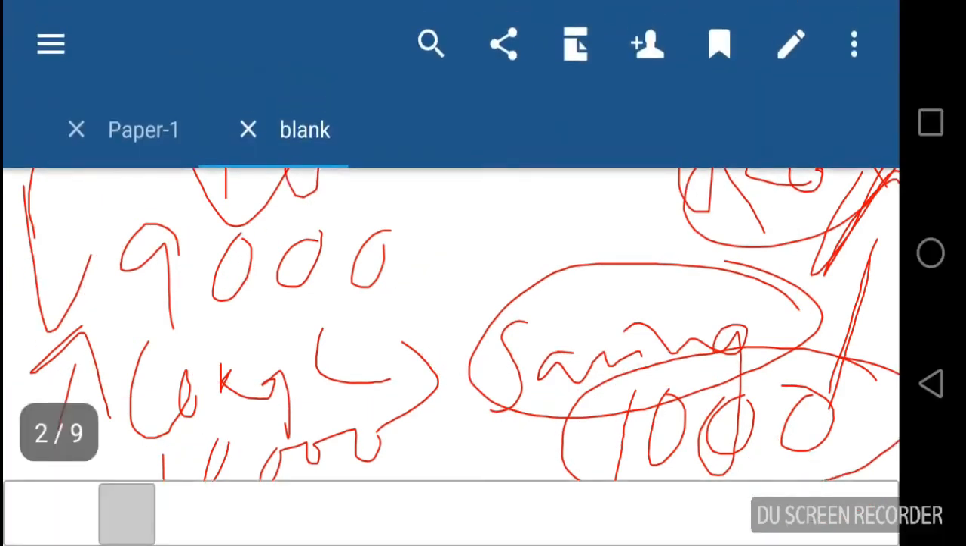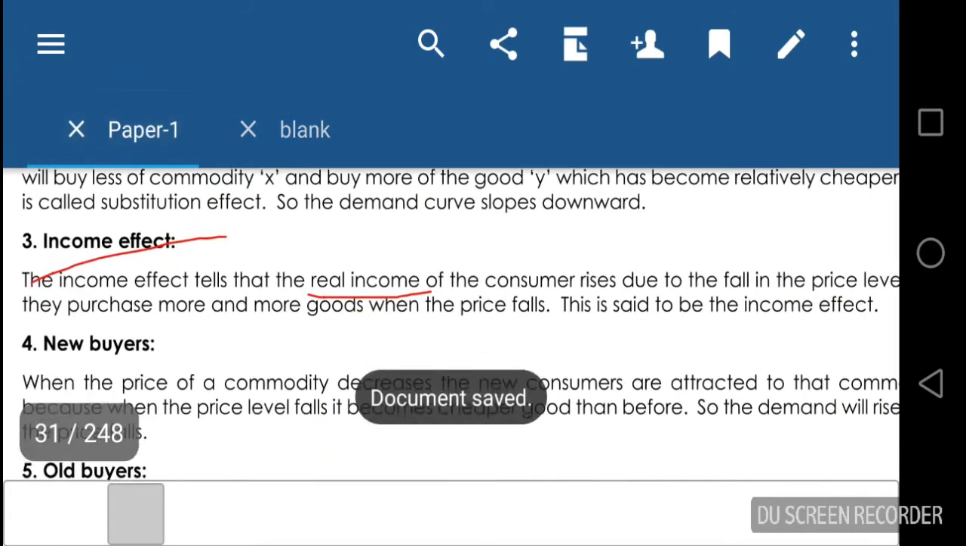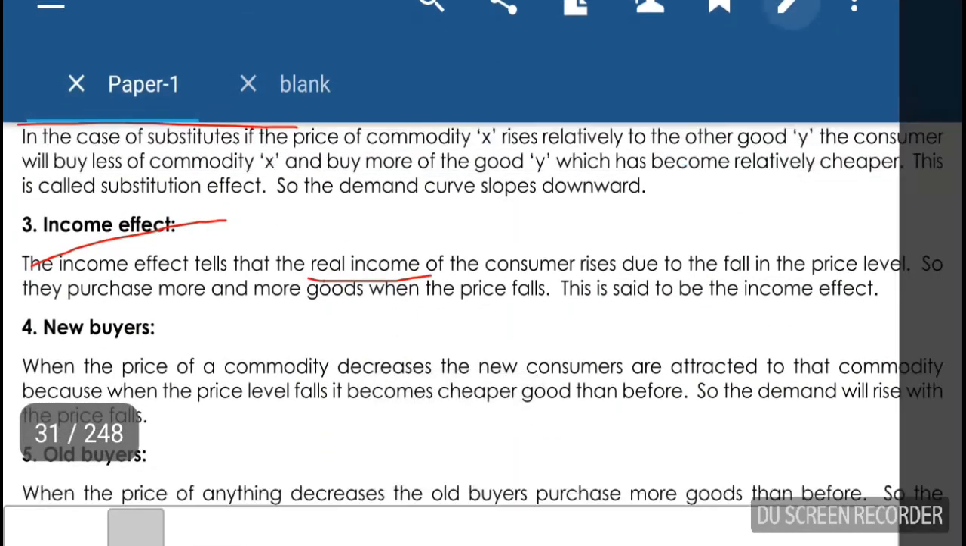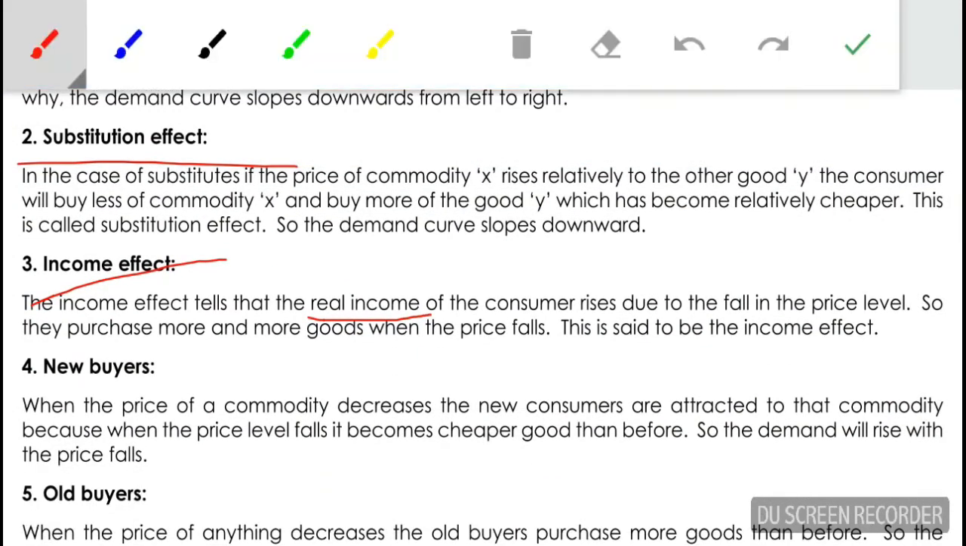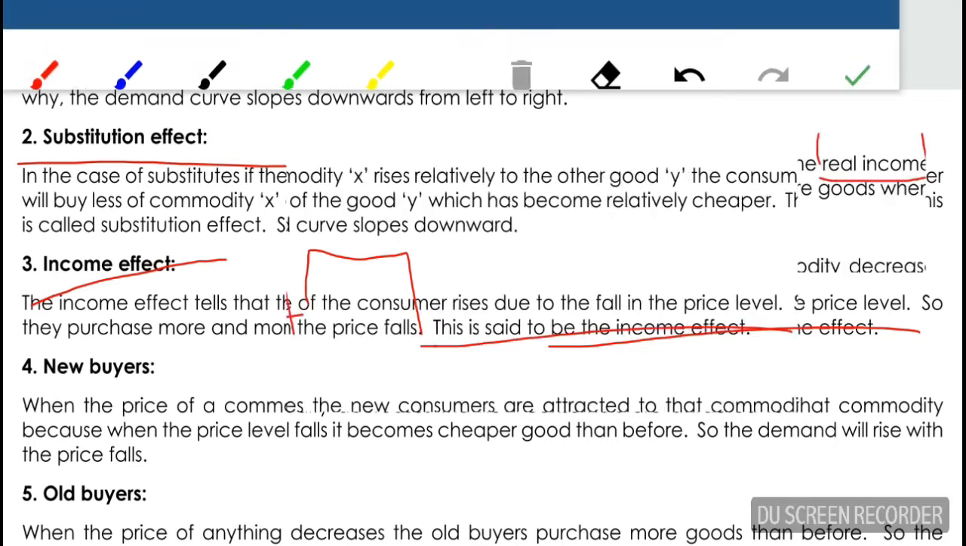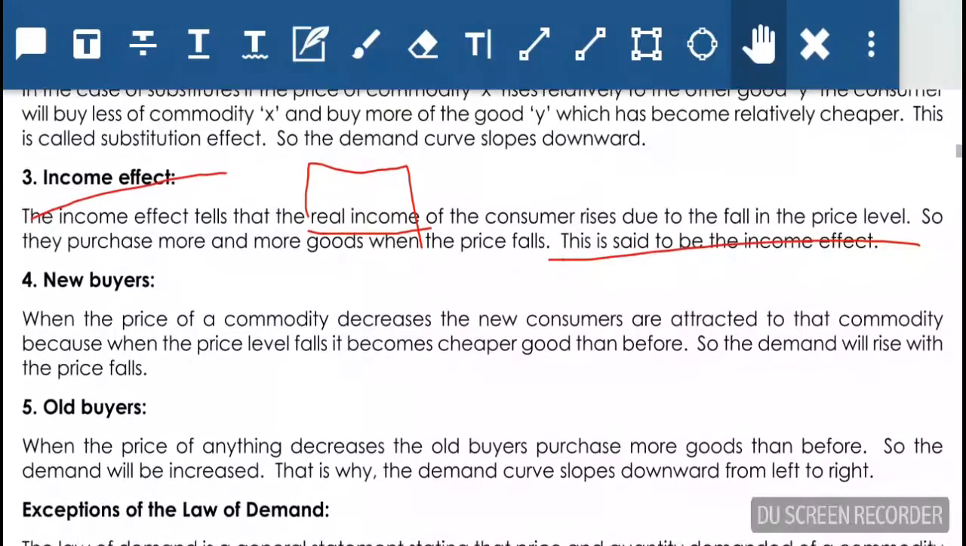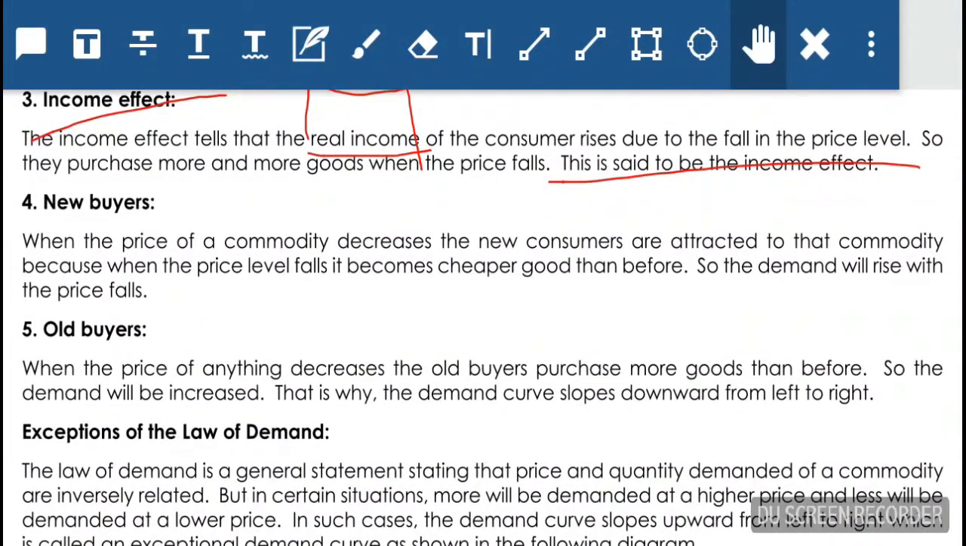I hope you understood what real income is. This is what the income effect states. Income effect states that when the price of a commodity has been reduced, your real income will be increased. So you can use that real income for purchasing more quantity. So when the price is decreased, your real income has increased, and this real income can be used to buy more of that product. In this way, there is an inverse relationship between price and quantity demanded.